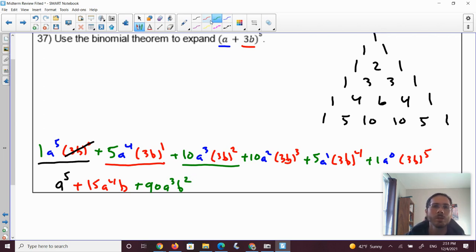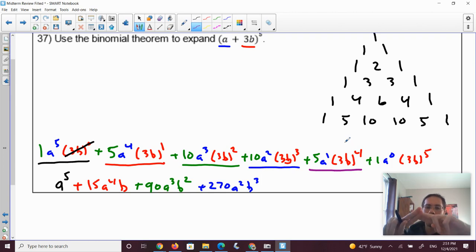Okay, so far so good. Next term we've got, all right, so we've got 3 to the 3rd power. That would be 27. 27 times 10 is 270. I got a squared again. Well, not again, for the first time. And I got b cubed this time. All right, next one. So we've got 3 to the 4th power. That would be 3 squared is 9. 3 squared is 9, so 81. 81 times 5 would be 405. A to the 1st power, so I'm just going to write a, b to the 4th power.